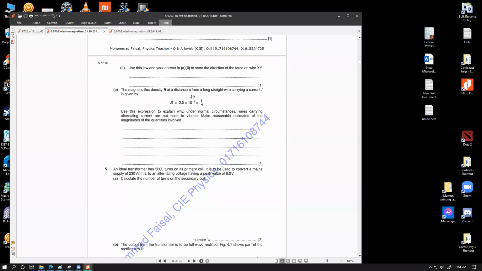The question says the magnetic flux density B at distance D from a long straight wire carrying a current I is given by B equals 2.0 times 10 to the minus 7 I divided by D. Use the expression to explain why under normal circumstances wires carrying alternating current are not seen to vibrate.